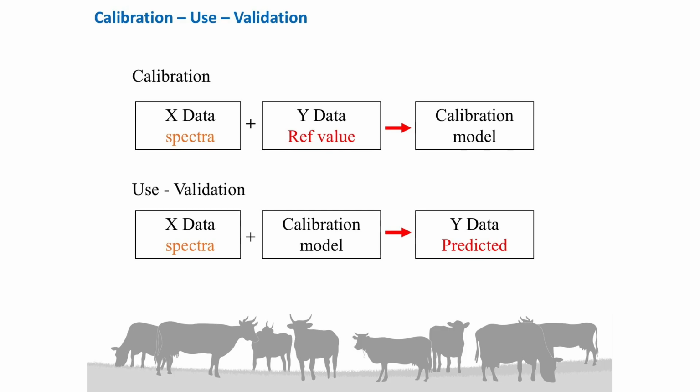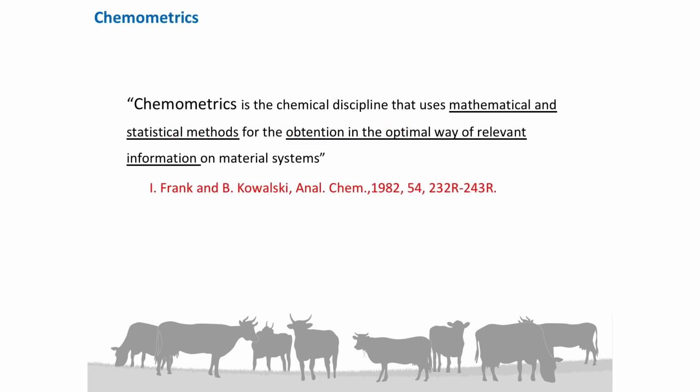The idea after that, when you have these new models, you need to validate your models by using these models with the spectra to have some predictions, and you can compare with some results to validate your models. That's the global use. And to create these models, we need statistical techniques. That's what we call chemometrics. Because chemometrics is the chemical discipline that uses mathematics and statistical methods for the extraction of the optimal, relevant information on material systems.